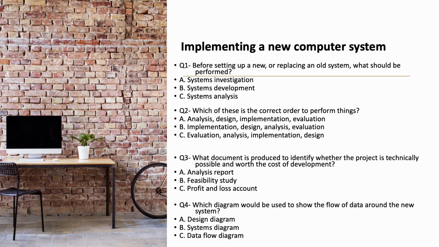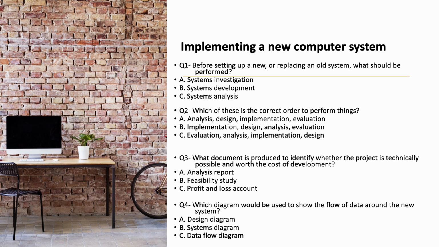Question number 2. Which of these is the correct order to perform things? By perform things I mean the same as the first question, right? Is it A, analysis, design, implementation, and evaluation? Or B, implementation, design, analysis, and evaluation? Or C, evaluation, analysis, implementation, and design? If you got the first question correct, you should be able to even look at one word and get the second question correct, right?